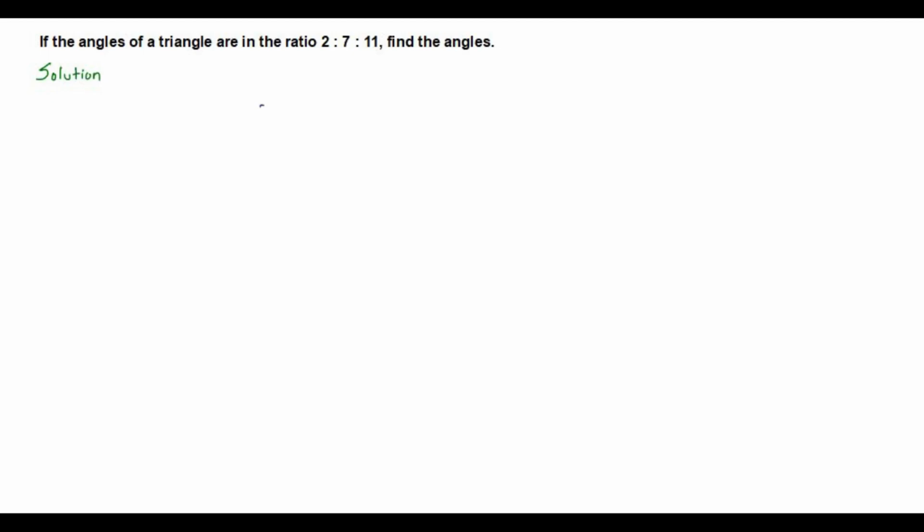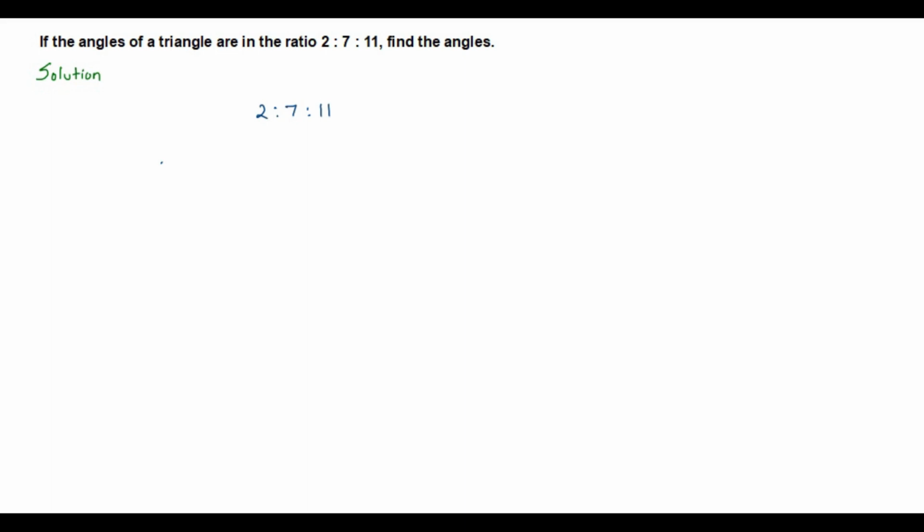Here we have a question on ratio. If the angles of a triangle are in the ratio 2:7:11, find the angles. So the three angles of a triangle are in the ratio 2:7:11. To get the three angles from this ratio, I have to multiply all the three terms of this ratio by the same number.